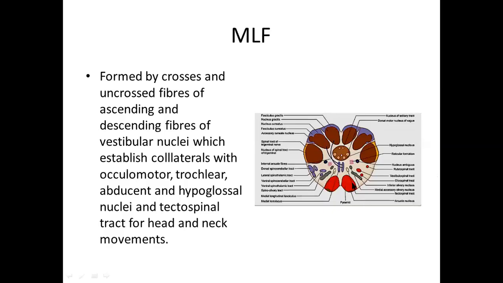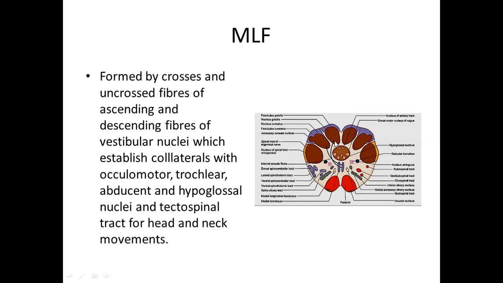So what is MLF? The medial longitudinal fasciculus is formed by the crossed and uncrossed, ascending and descending fibers arising from the vestibular nuclei. And it will establish collaterals with the oculomotor nuclei, the trochlear, the abducent, and the hypoglossal nuclei. That is all the somites, and the tectospinal tract of the head and neck. Since the sternocleidomastoid and the trapezius are also said to be formed by the occipital somites, all the somites are responsible. The muscles arising from the somites establish connections with MLF, so for the head and neck movement, right?